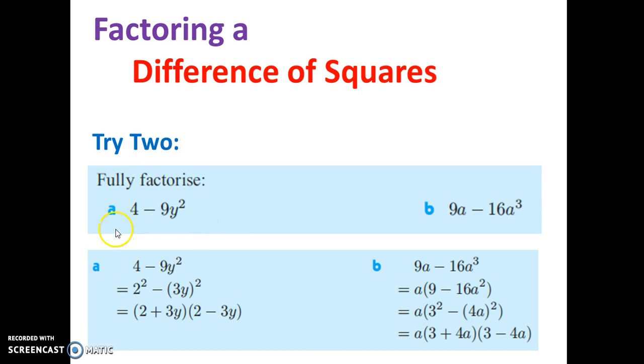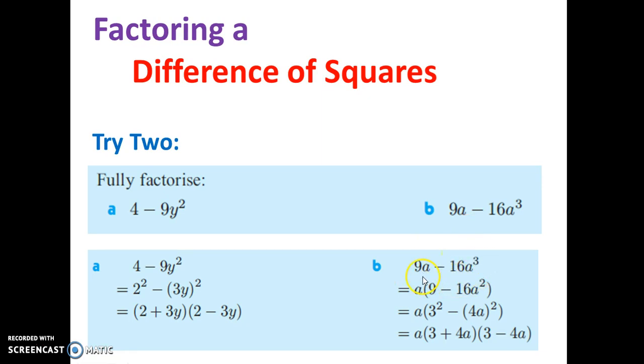All right, check your work. How did you do? In the first one, it's 4, which is actually 2 squared, and 9y squared, which is actually (3y) squared. So it factors into this. In the second one, again we have 9 and 16. However, there's an a and an a cubed.